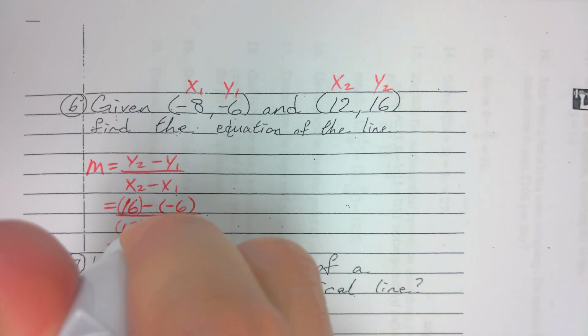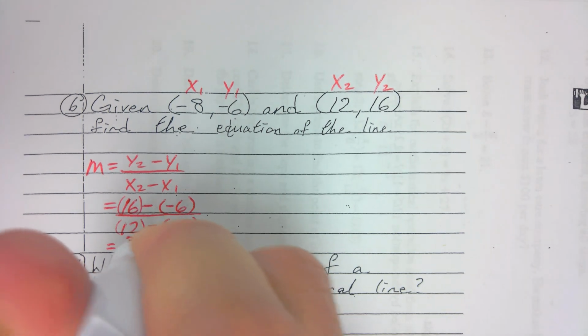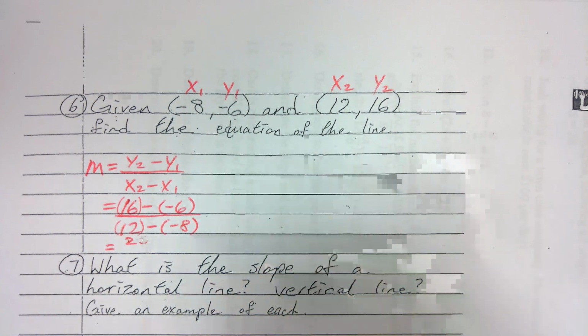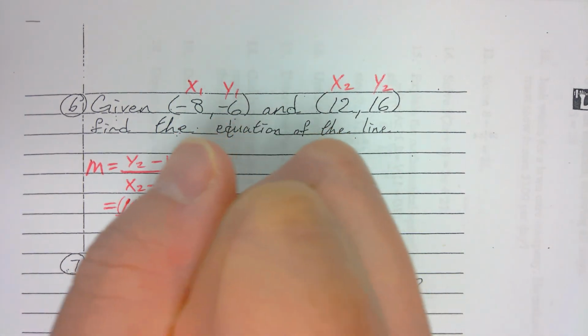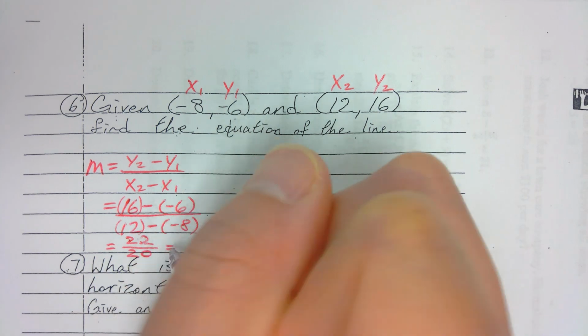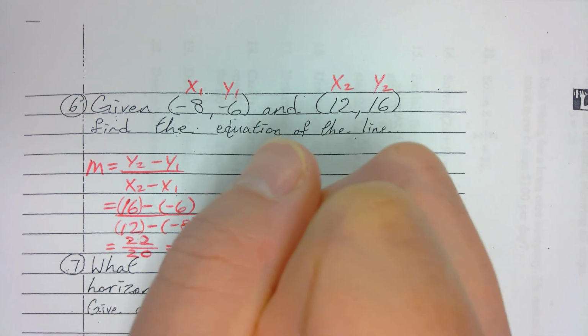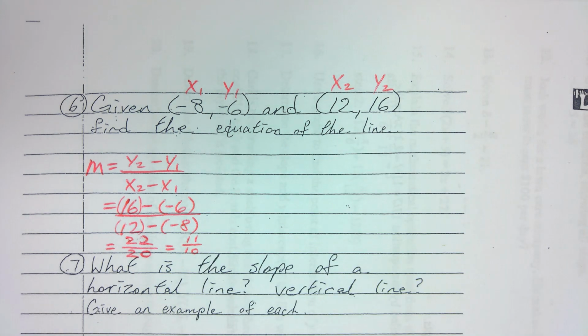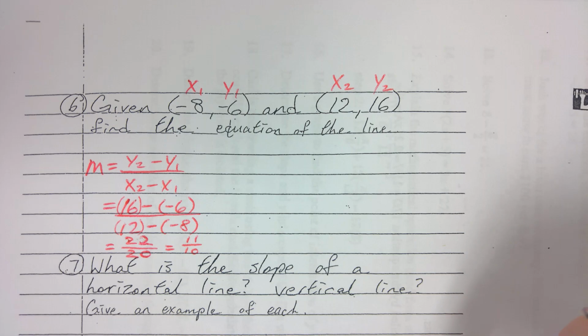22 over 20, which reduces to 11 over 10. Okay. How many of you used decimals in this question? How many of you kept the whole question in fractions? Oh, good for you. So the fraction way is the preferred way, especially since in chapter 1 we did fractions.